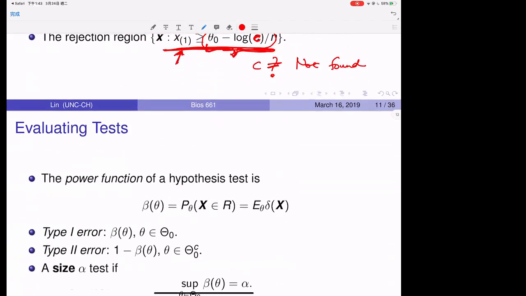Okay, I got a question right here. Sorry about that. Okay, no, it's good.